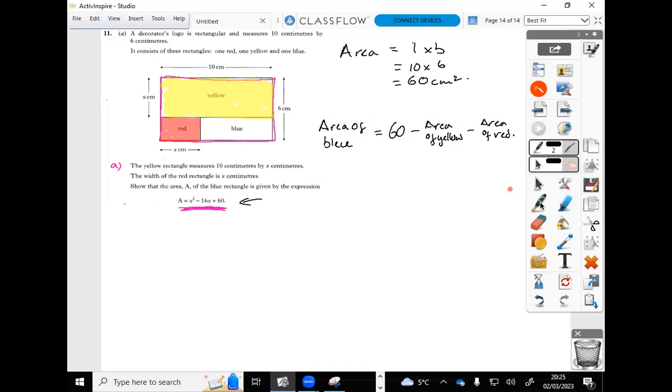So what we want to do is find an expression for this and an expression for this and put it in. Okay, so we need an expression for yellow. The area of the yellow is x centimeters multiplied by 10. So the area of the yellow, nice and simple, is just 10 times x.